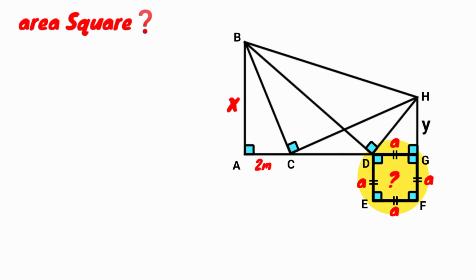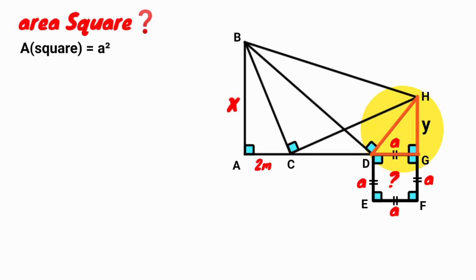The square has all its sides to have a length a, and we know the formula for calculating the area of a square-shaped quadrilateral is the square of the length of one of its sides. That is, the square of this a gives the area of this square. So area of square equal to a squared. We save this for now.